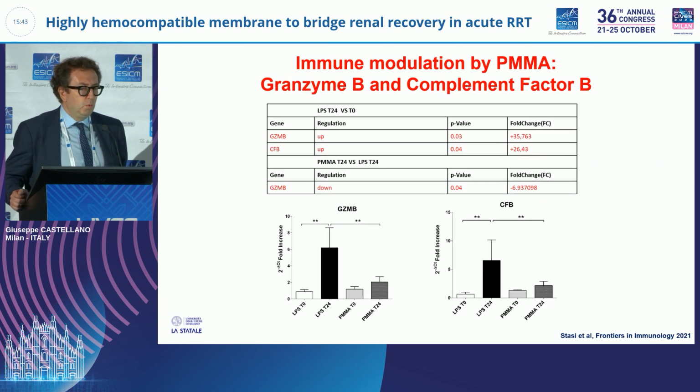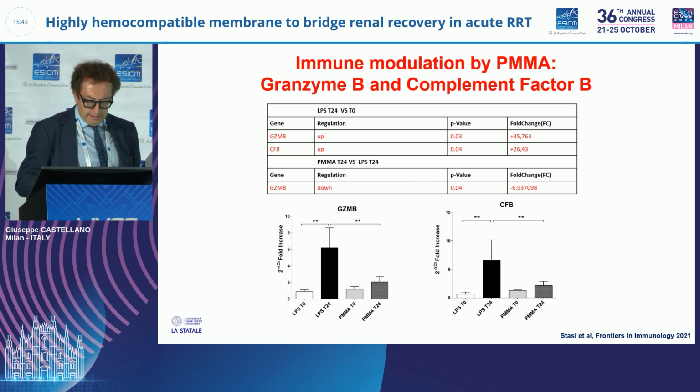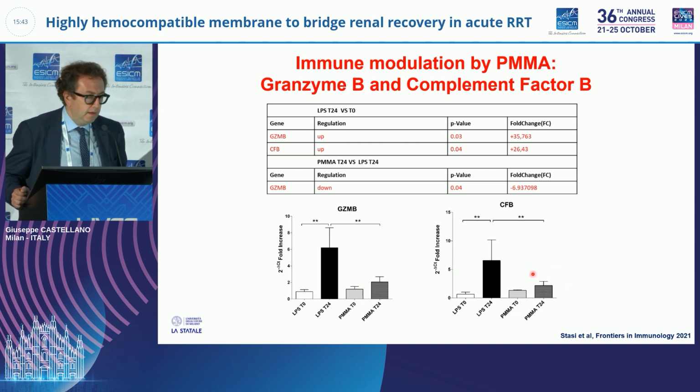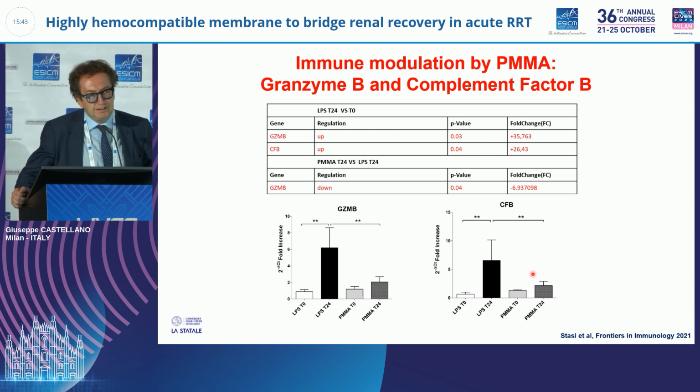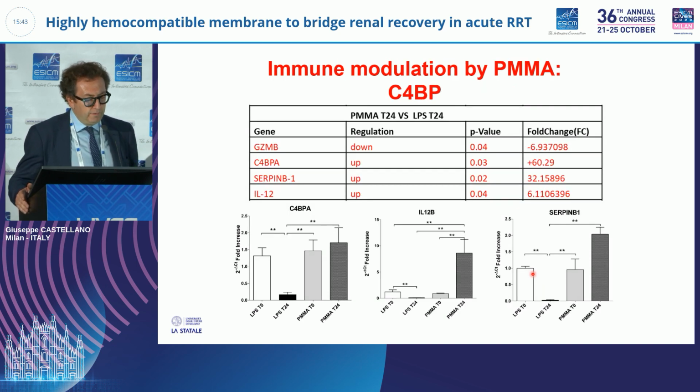And when we started to investigate the single genes, we found really interesting data, because we found immune modulation by PMMA, for example, downregulating here the granzyme B, and downregulating the complement factor B in leukocytes. So we have also the capacity to modulate, to downregulate these potent molecules of the immune system by changing the type of filter.